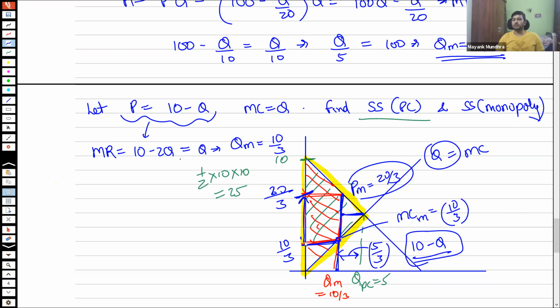So what is going to be this height? 10 by 3. It's just the difference, so the height is 10 by 3. This width is 5 by 3. So this smaller triangular area, which is basically my deadweight loss, is going to be half into 10 by 3 into 5 by 3. So that is 25 by 9.